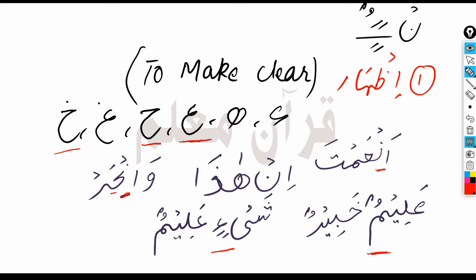Once again, remember tanween is double fatha, double kasra, and double dhamma. I mean fathatain, kasratain, and dhammatain. Shay'in alim. We can't do gunnah with this tanween because the ain izhar letter comes after it. So this was izhar. Izhar is to make clear. If you have any of these 6 letters after nun sakin or tanween, you don't do gunnah.